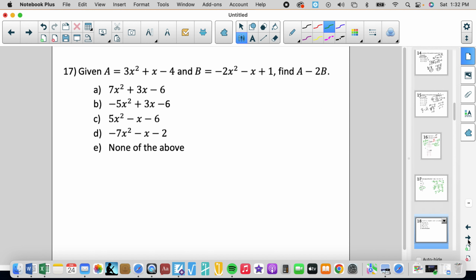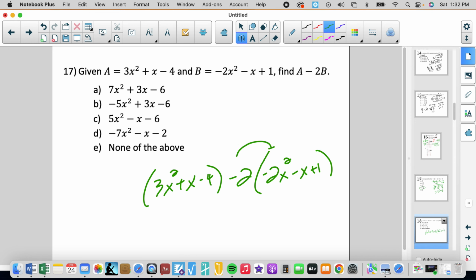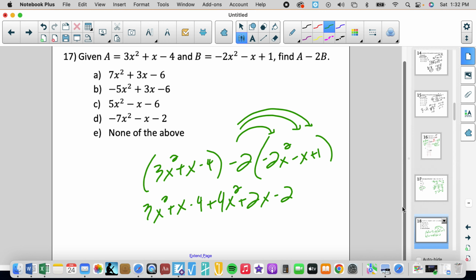Given A and B, find A minus 2B. So we have 3x squared plus x minus 4. That's A minus 2 times my B value, which is negative 2x squared minus x plus 1. We're going to distribute that and then combine them. So we'll get 3x squared plus x minus 4 plus 4x squared plus 2x minus 2. And now we can combine like terms. We have 7x squared plus 3x minus 6. 7x squared, that's going to be A.